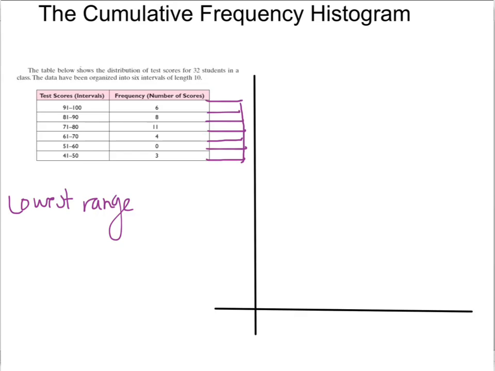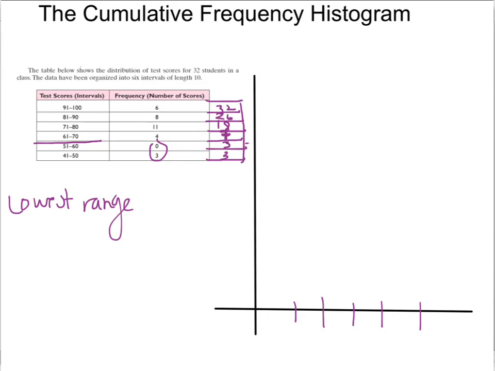So here I have 3, okay? And then by the time I get to those two, I add 0 onto 3 to get 3. So what this means is that 3 students have scored lower than 60, okay? And then I would go to 7, because I'm adding 4 to it, and then I would go to 18, and then to 26, because I'm adding 8, and then I'd go to 32, okay? And again, I want to keep the ranges on the x-axis the same, so I had 6 ranges.